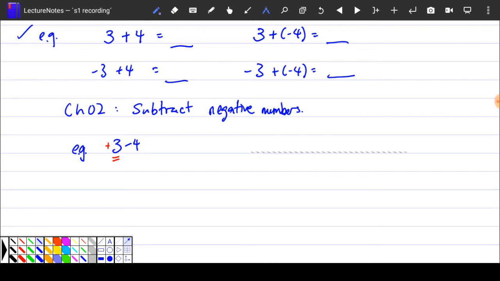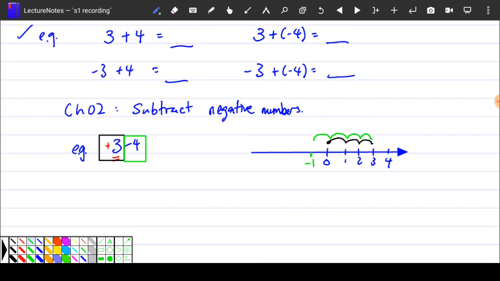Let's try to draw a number line first. So this is 0, 1, 2, 3, 4. Now a plus 3 means I will move from 0, 1, 2, 3, right? And then when I have a negative 4, minus 4, there are two ways to understand it. Let's try. So minus 4 can be understood by moving to the left 4 times. 1, 2, 3, 4, right? So this is negative 1. So we know this is negative 1.